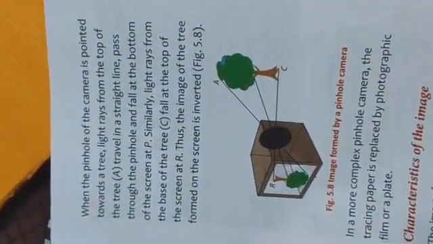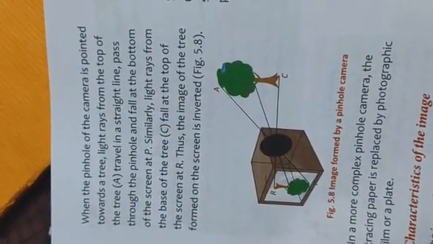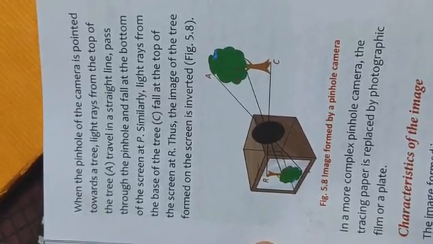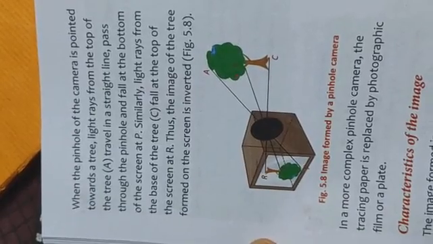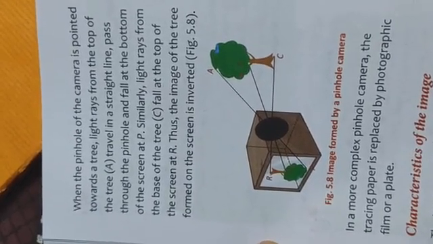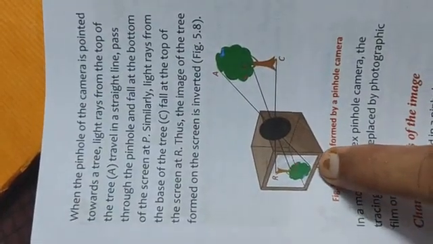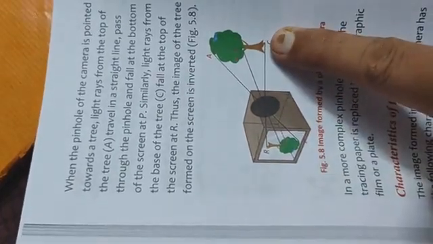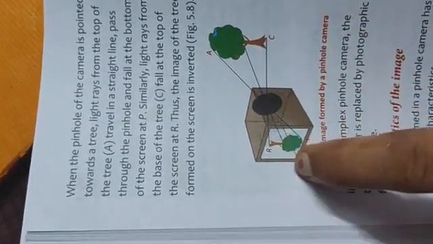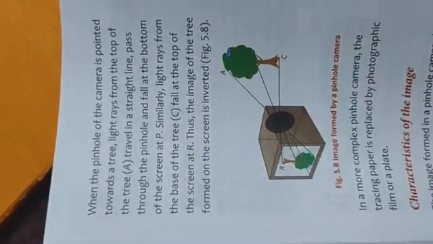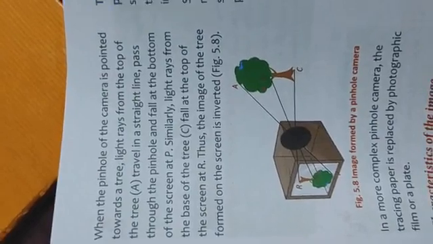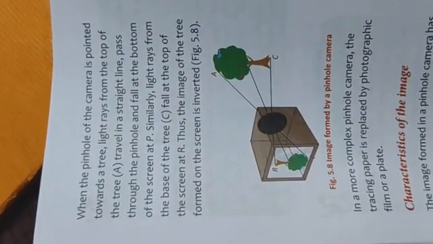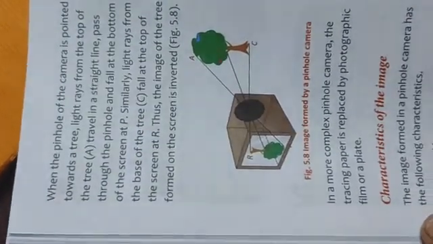When the pinhole camera is pointed towards a tree or any object, the light ray from the top of the tree travels in a straight line, passes through the pinhole and falls at the bottom of the screen, say at P. Similarly, the light ray from the base of the tree, say C, falls at the top of the screen at R. This means that the image formed on the screen is inverted, I mean upside down. In a more complex pinhole camera, the tracing paper is replaced by a photographic film or a plate.